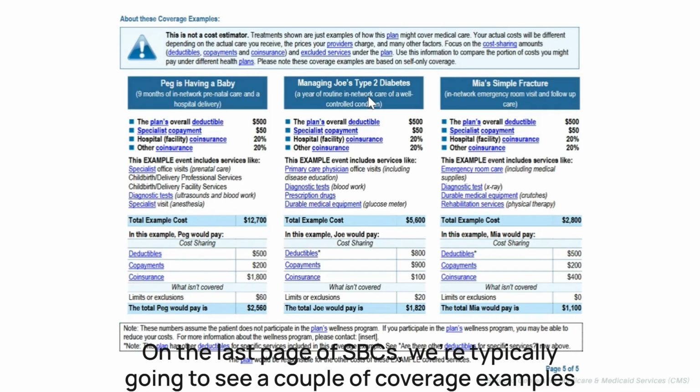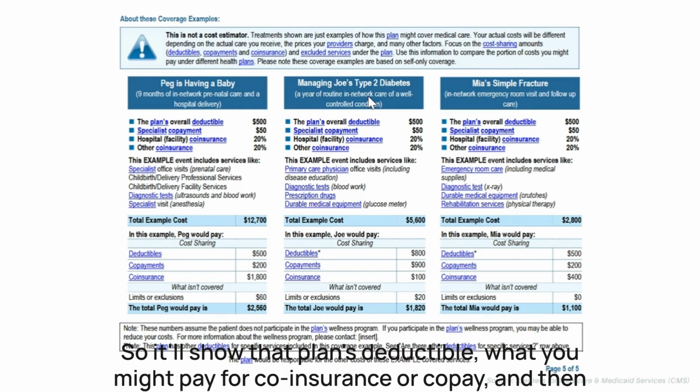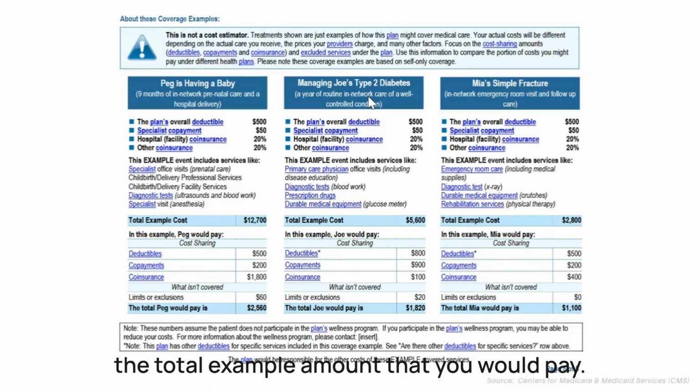On the last page of SBCs, we're typically going to see a couple of coverage examples that are specific to that particular plan. So it'll show that plan's deductible, what you might pay for coinsurance or copay, and then the total example amount that you would pay.